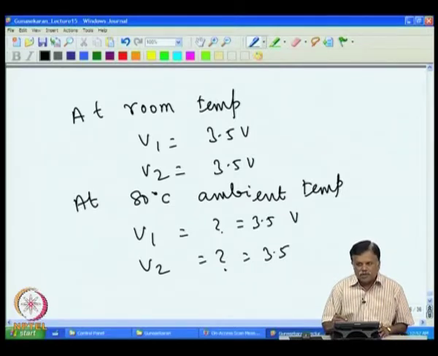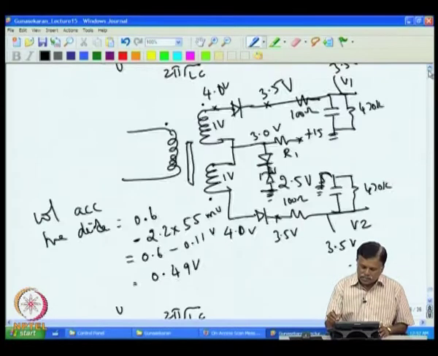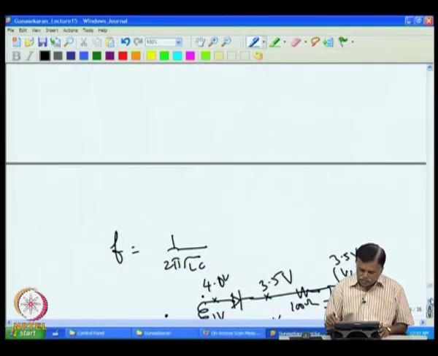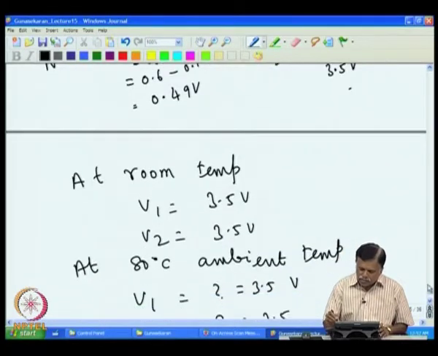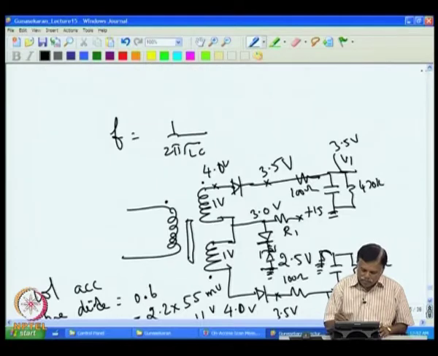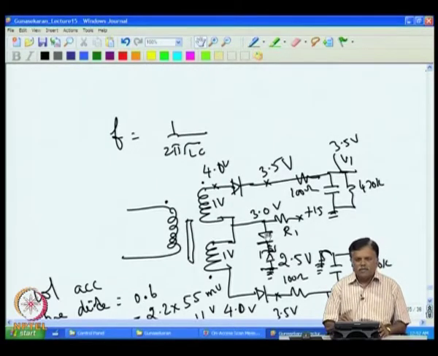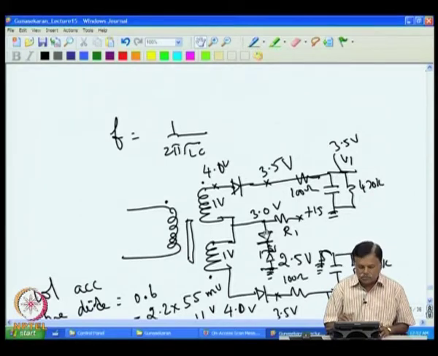The temperature drift problem is compensated by adding the compensation diode, that is this diode. By adding this diode we have removed the temperature drift problem.